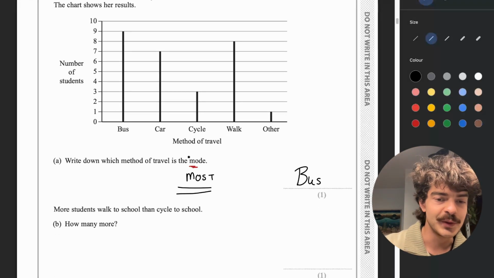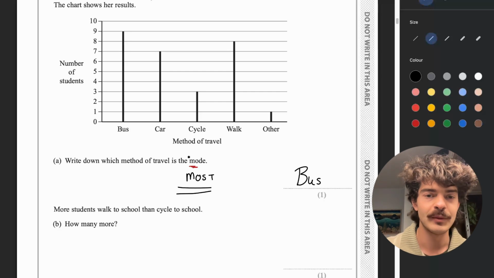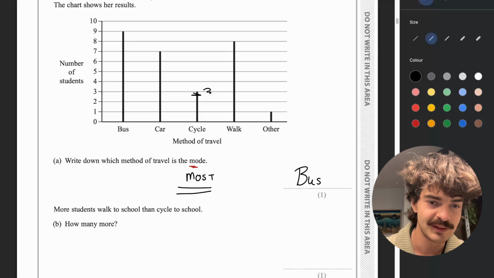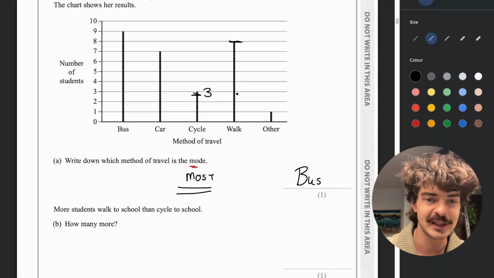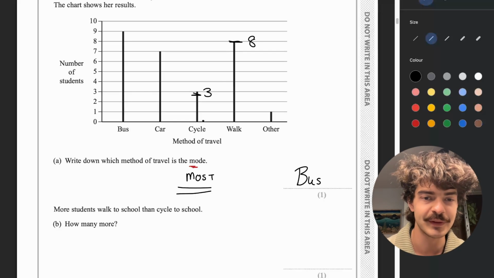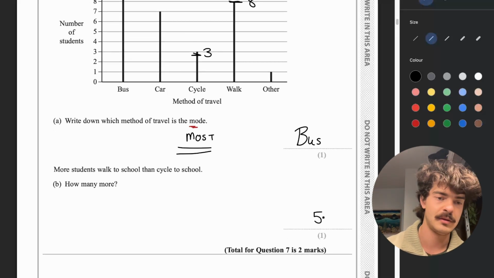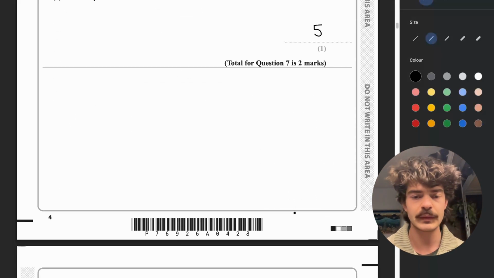More students walk to school than cycle to school, but how many more? All right, so here we're looking at how many people cycled, which is 3, and how many people walked, so that's this bar here, that's 8. What's the difference? 5. Wabam. Excellent stuff.